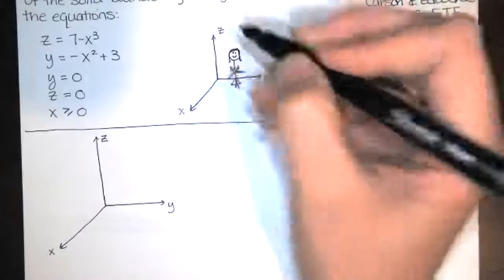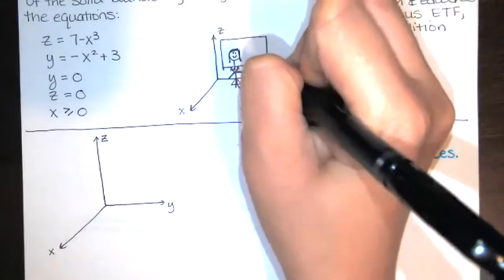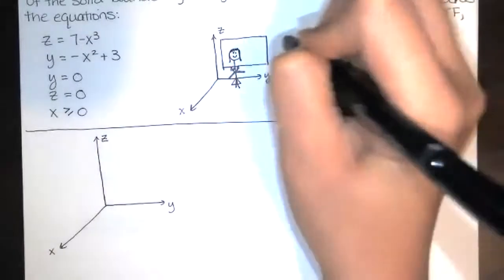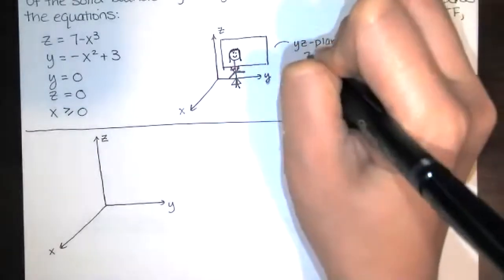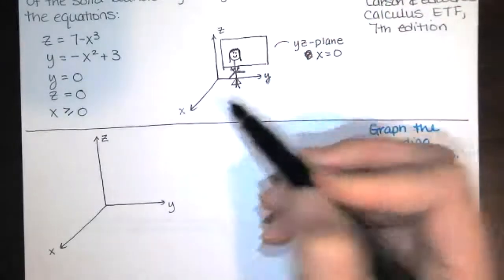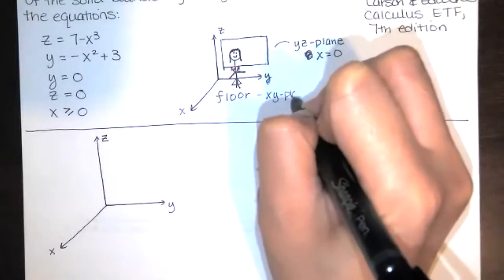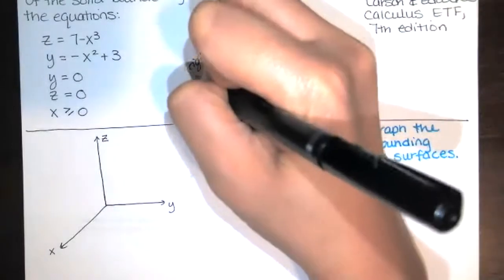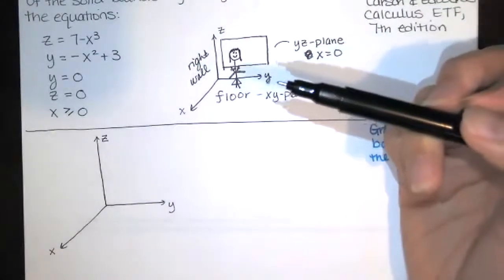Now, the YZ plane is the plane that's right behind me. If I'm in the classroom, that's the plane where the board is. This is the YZ plane, and in the YZ plane, x is equal to 0. The XY plane is where I'm standing, that's the floor. And if there's a wall to my right, relative to me when I'm looking out at you, that is the XZ plane.